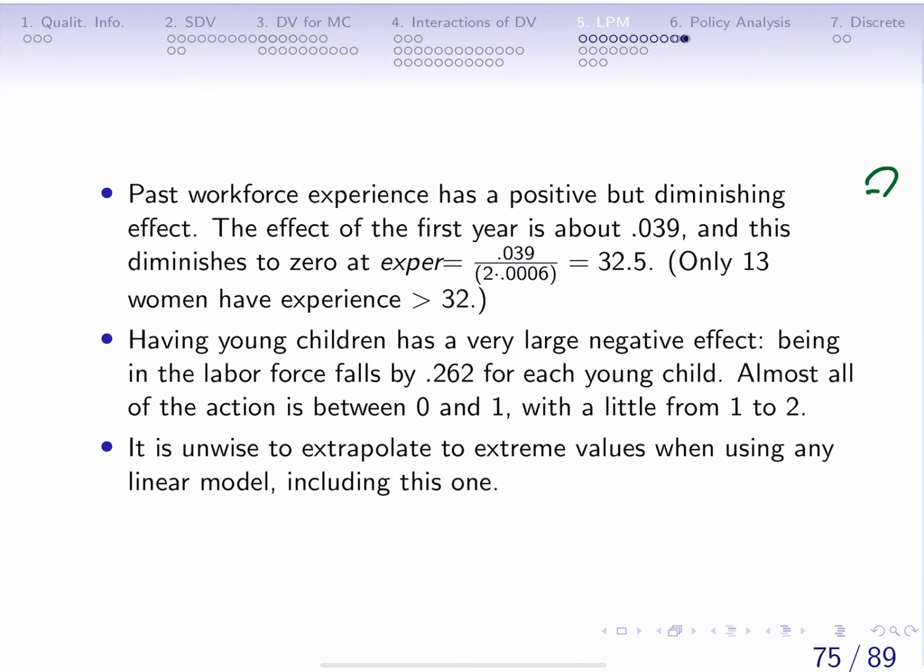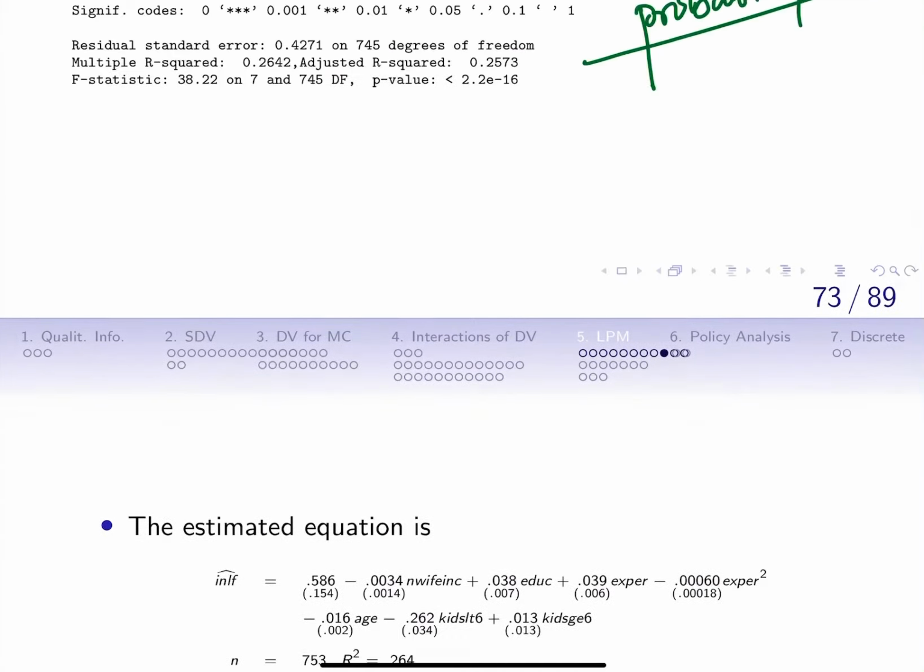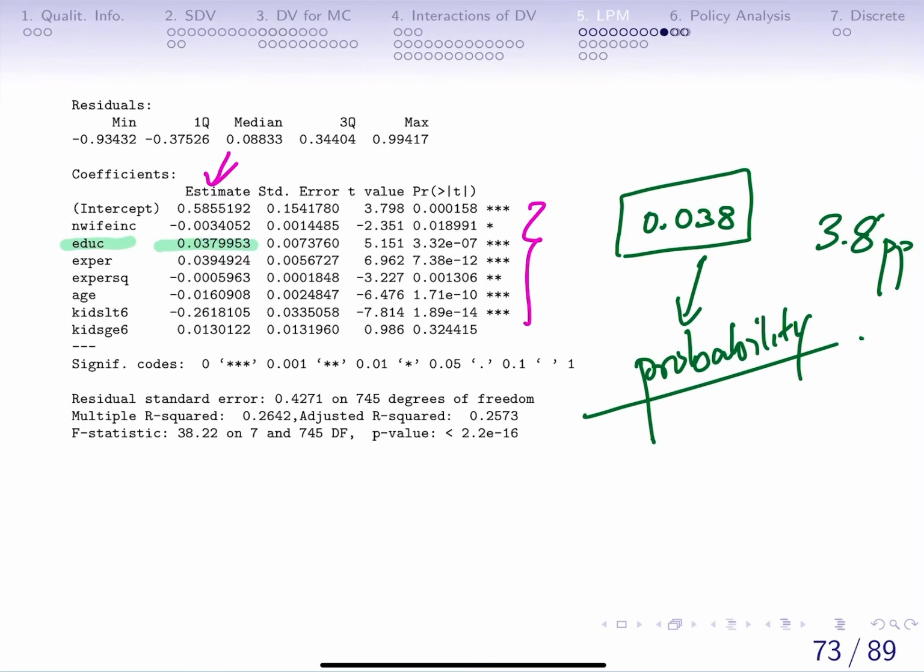And similarly, you can take a look at the effects of other variables like experience, or having younger children, and other variables. So let's take a look at some of those here. The effect of having younger kids is negative. The effect of having older kids is positive, but that's not significant. But everything else is significant.